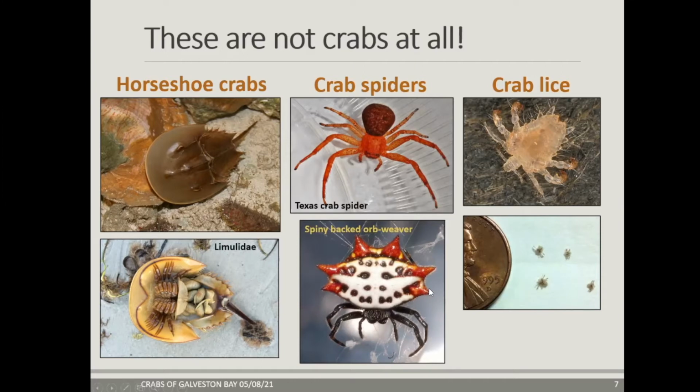It's not even a crab spider, but I can't tell you the number of times people ask me if this is a crab spider. And I think it's because it sort of looks like a blue crab carapace on the back. And then we have crab lice. So these 2 are arachnids, and then this one is an insect. And again, I think these are all called crabs because they sort of look like crabs, but they are not crabs at all.